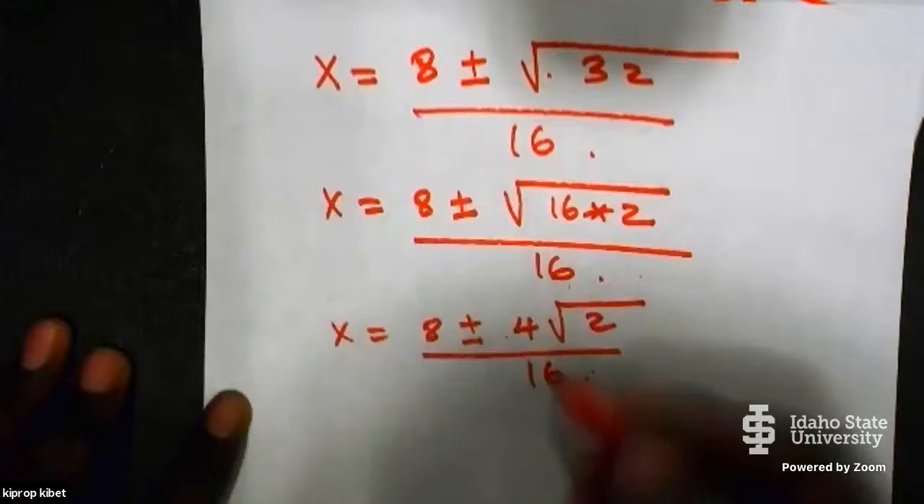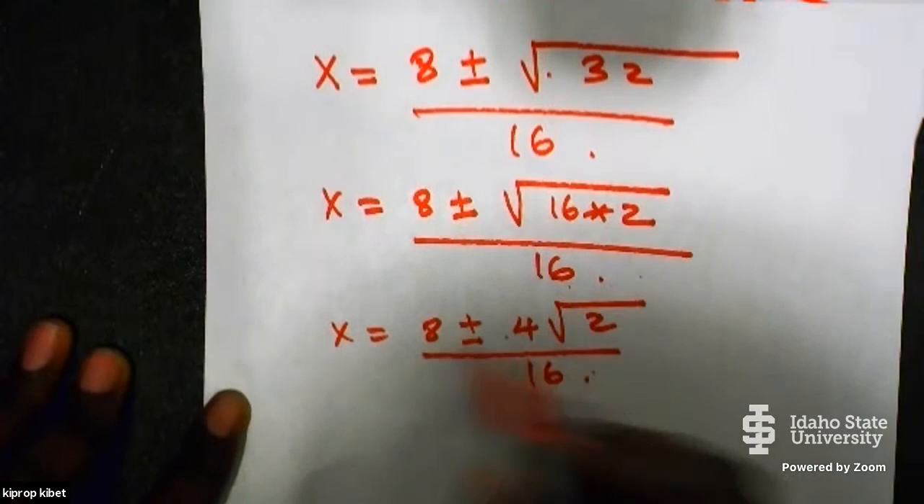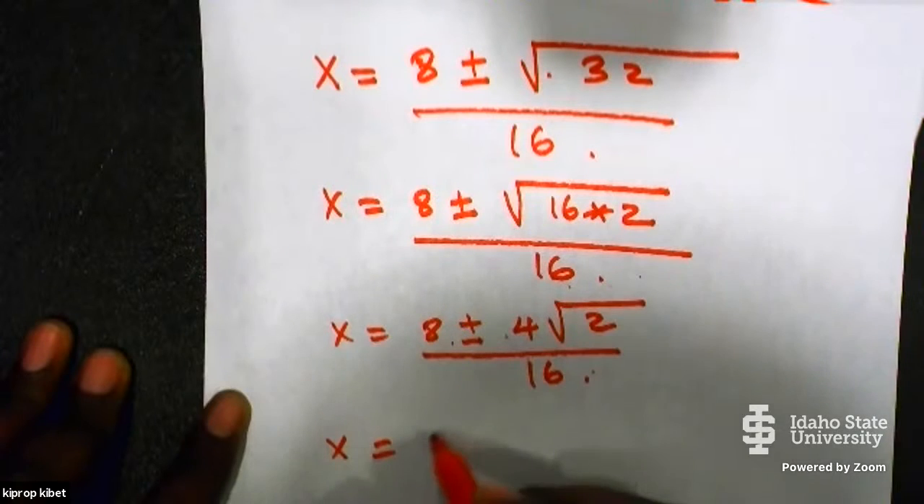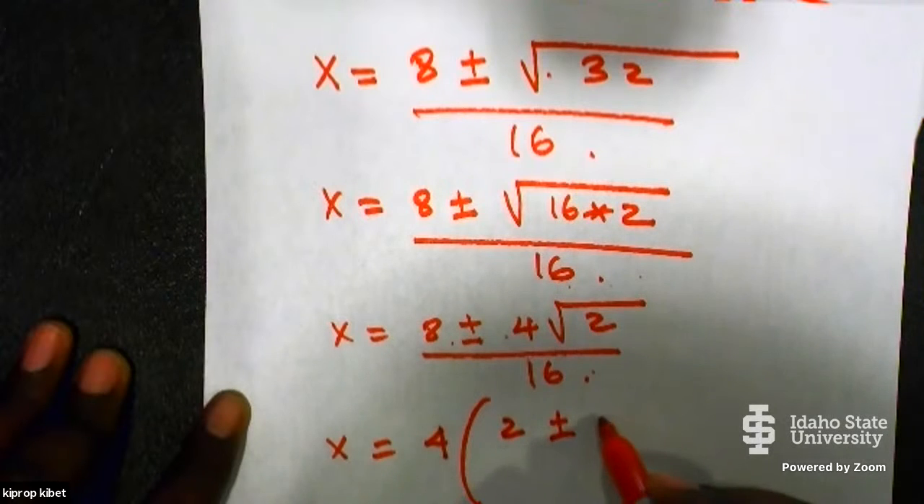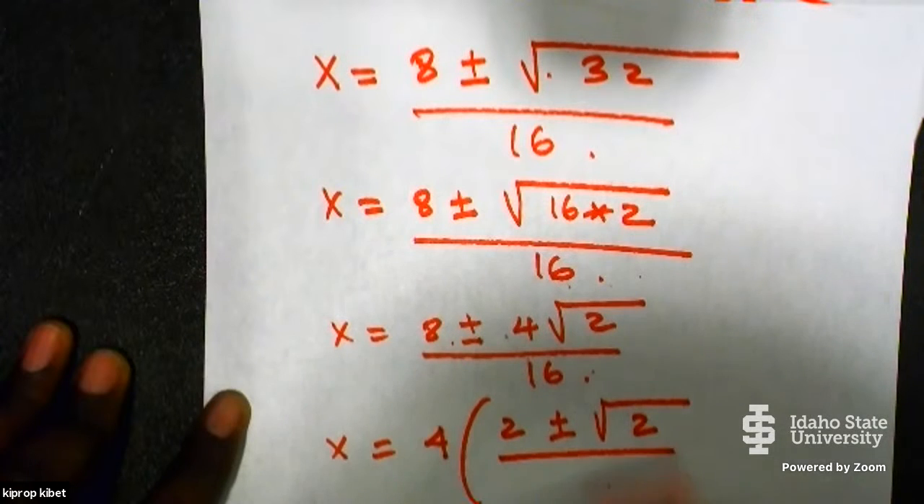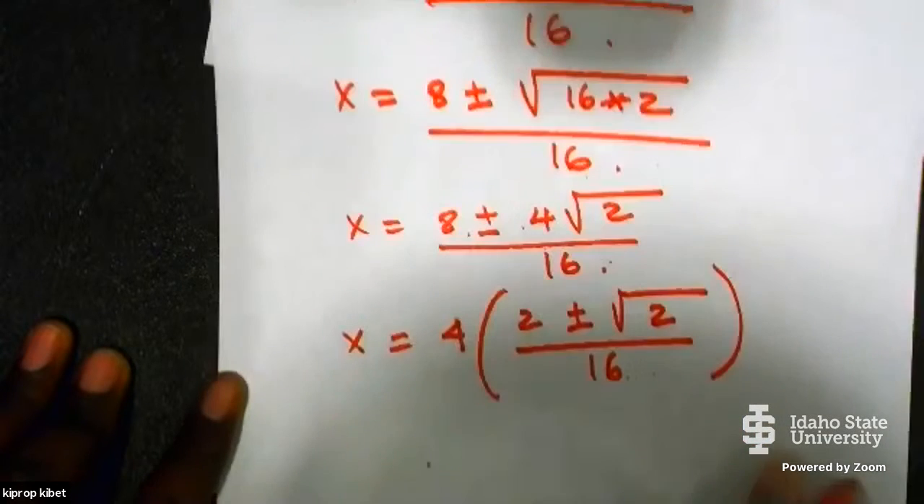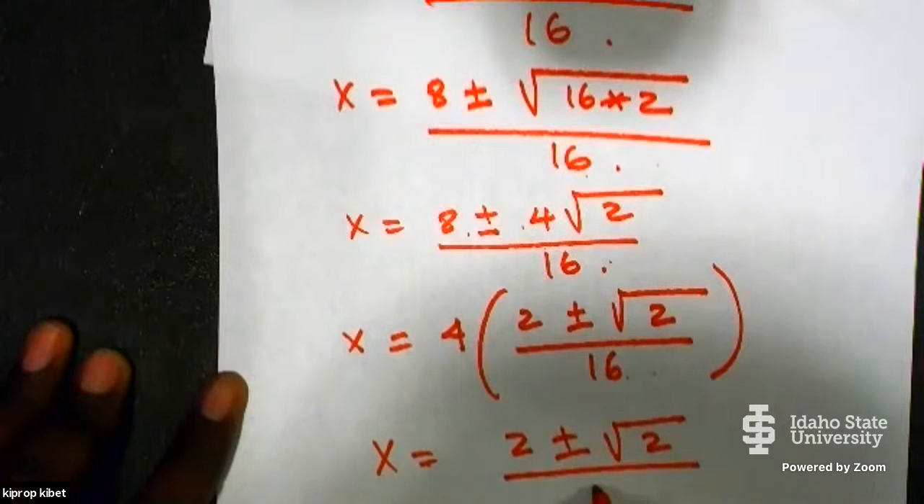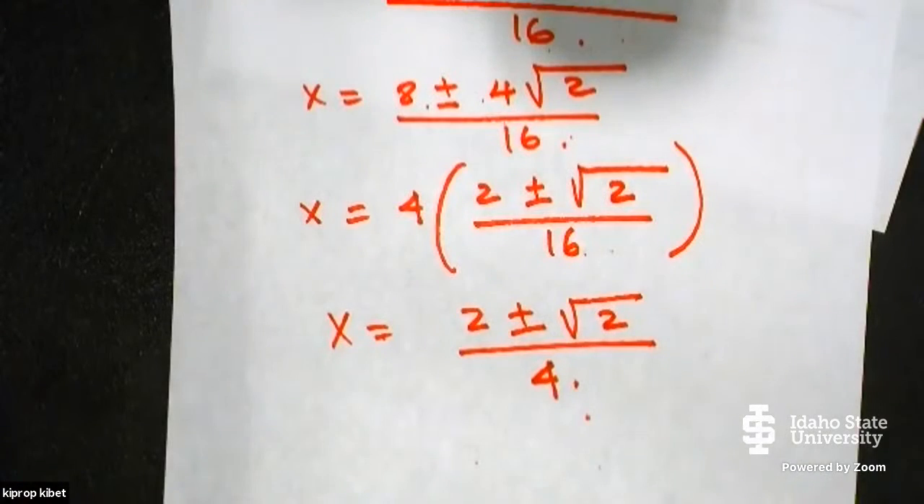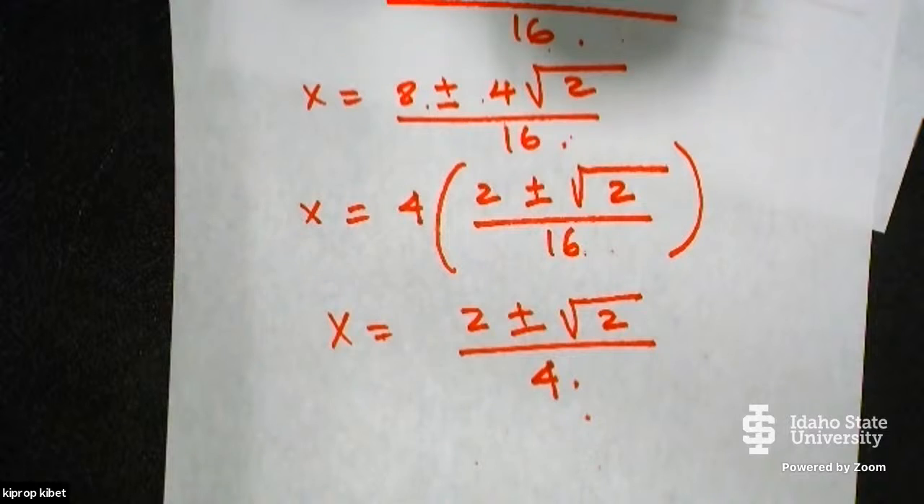Then what is common here? We can factor out 4, right? And then we get 2 plus or minus the square root of 2, all over 16. So we can take out the 4 there. So finally, our x equals 2 plus or minus the square root of 2, all over 4.